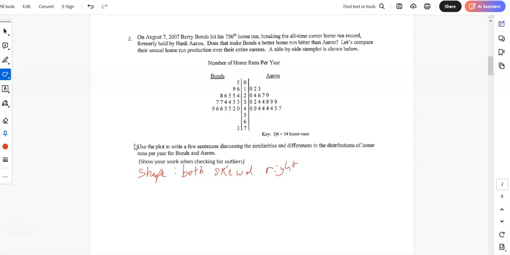And it's hard to see, like Aaron, wait, are they both skewed right? So Bonds is skewed right. Sorry, I thought they were both skewed right. I think actually Aaron is skewed left. Aaron's home runs, we're talking about in context, these are yearly home run totals, is skewed left.